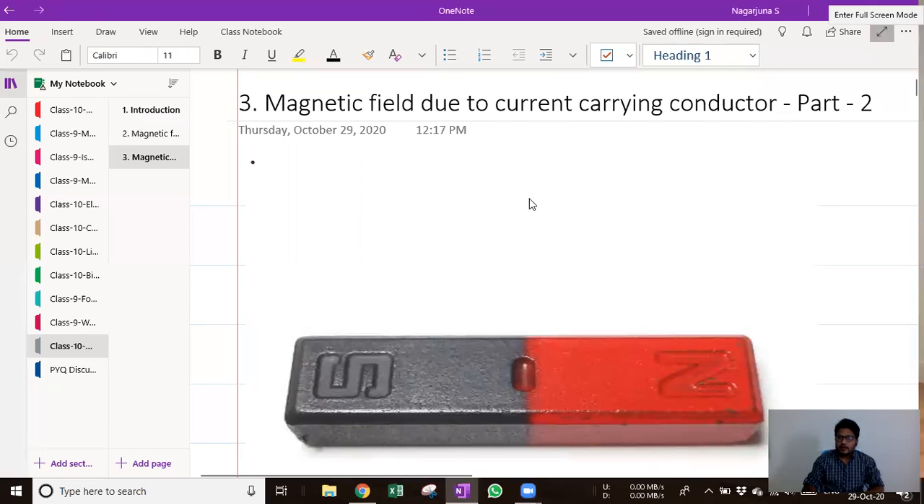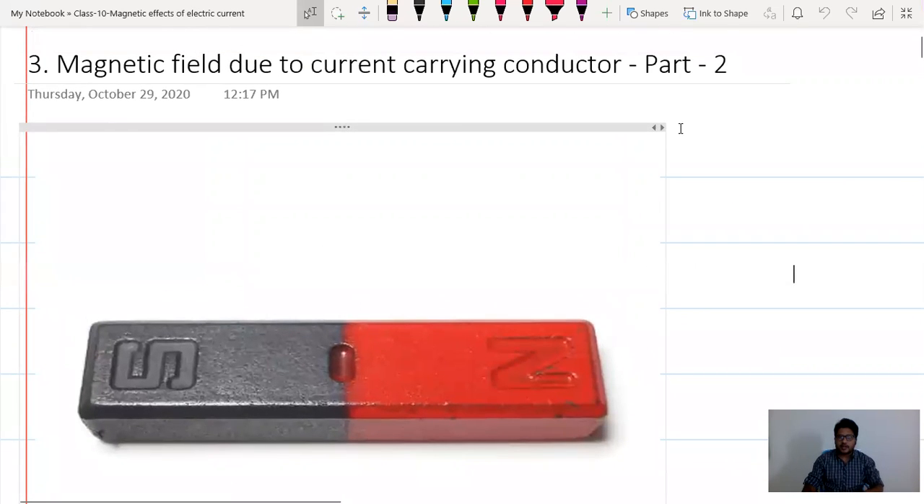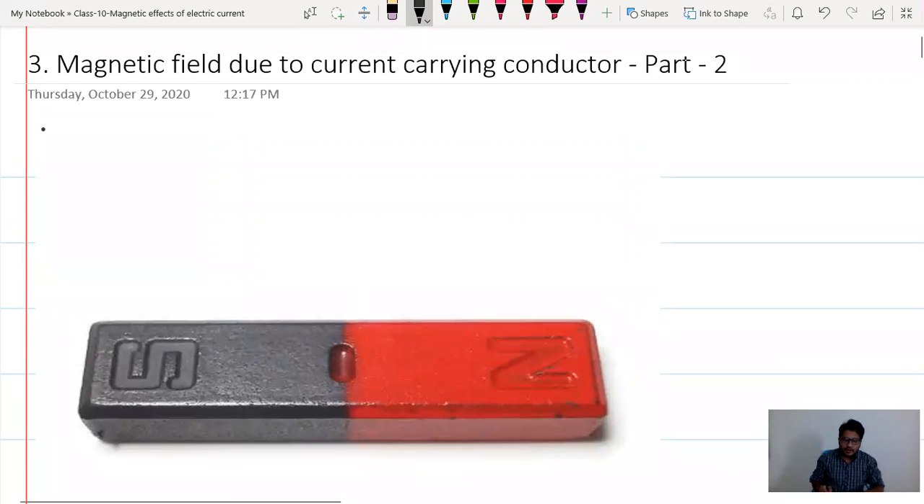Okay, today we need to discuss. This is our lecture 3. In our lecture 3, we'll go with magnetic field due to current carrying conductor part 2. Before that, what we'll do is we'll learn from basics once again. We'll see all the contents and then we'll get into the topic.